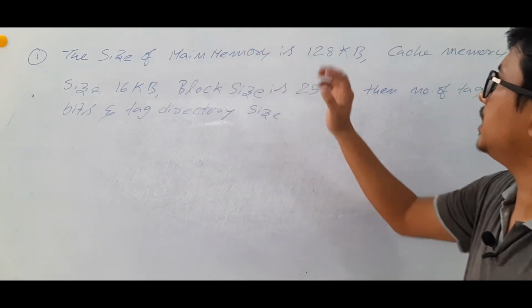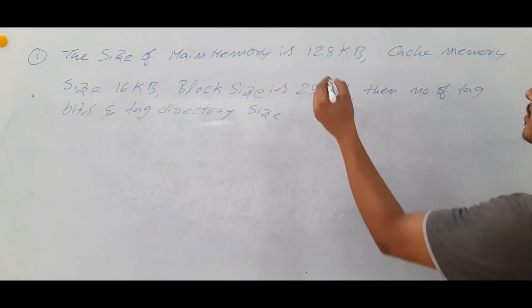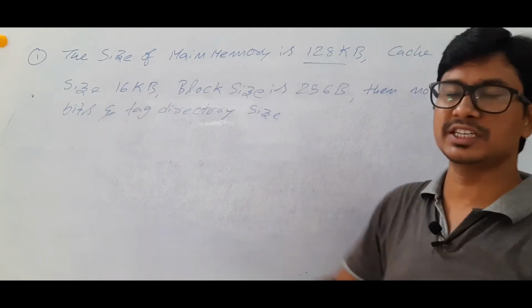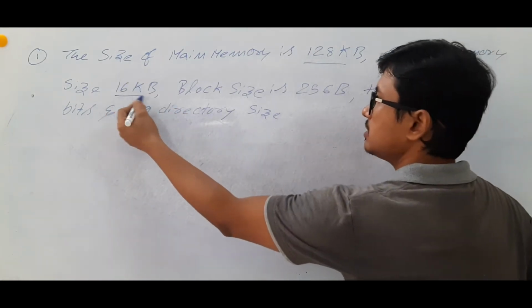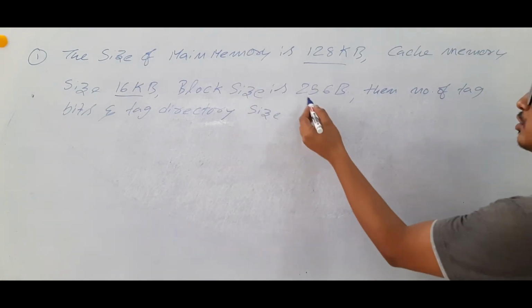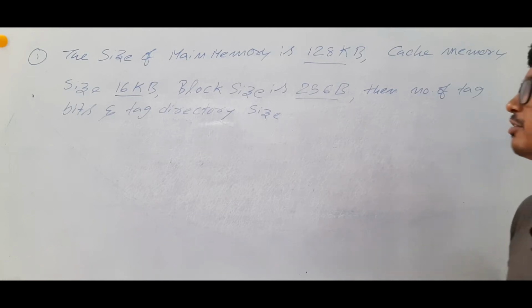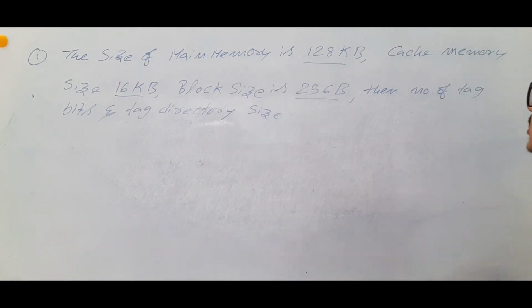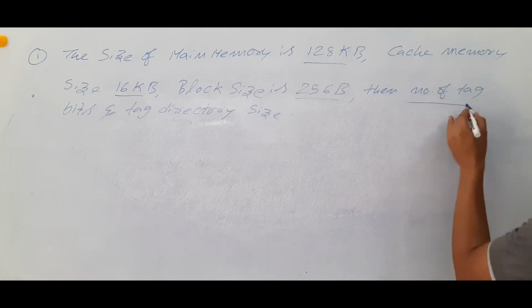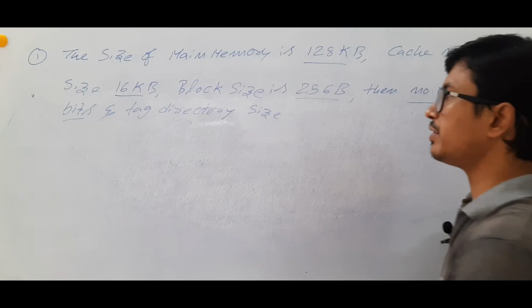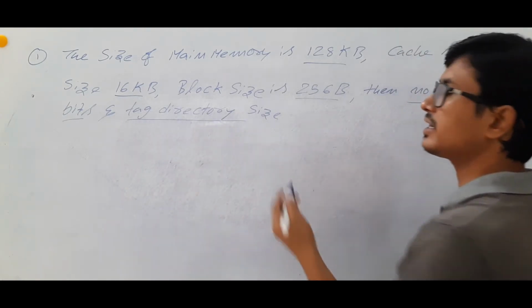The size of the main memory is 128 KB. They have given the size of the main memory. And the cache memory size is 16 KB. They have given the size of the cache memory. The block size is 256 bytes. If they have given the block size, we can consider that the line size is also 256 bytes. Then they are asking for the number of tag bits: how many tag bits are required and what is the tag directory size.